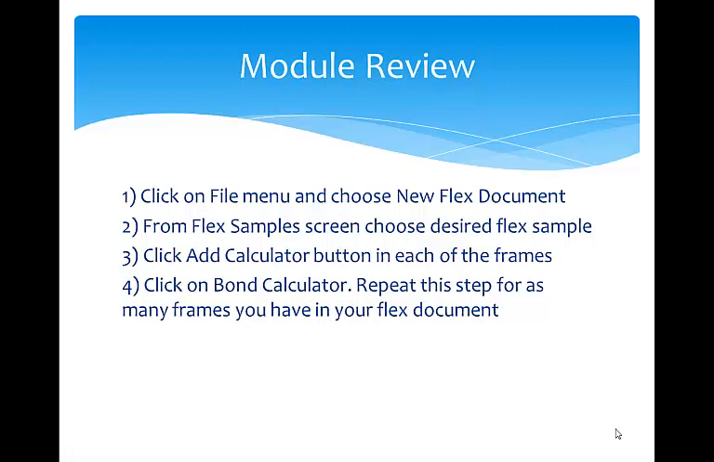Now that you have had an opportunity to view how one goes about creating a Flex document and populating that document with bond calculators, as well as securities to be used in those bond calculators, let's review the steps you need to take in order to do so. The first step is to click on the File menu, and from that menu choose New Flex Document. Next, from the Flex Samples screen, choose the Flex sample that you wish to use. Next, click the Add Calculator button in each of the Flex document frames. Next, from the calculator menu that appears, click on Bond Calculator. Repeat this step for as many frames as you have in your Flex document.